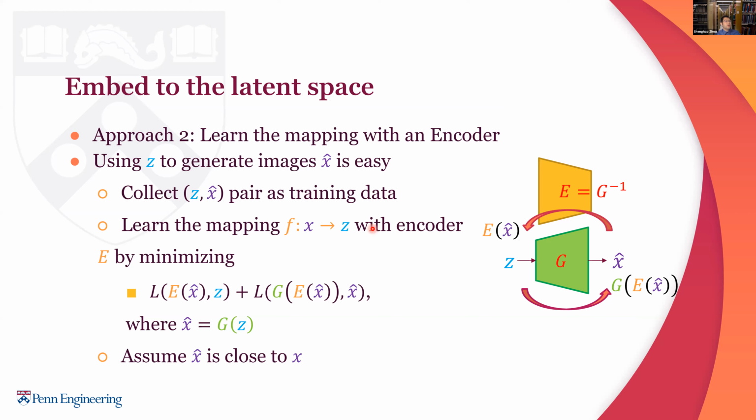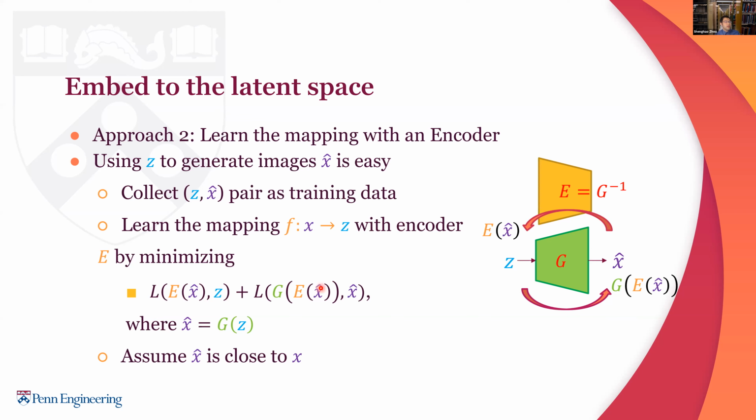There is another way to approach this problem: we can learn the mapping with an encoder. We first use Z to generate a lot of X, and use those generated images as training pairs to learn the mapping. We want to learn the encoder E, which is essentially the inverse of G. We can learn that by minimizing a loss.